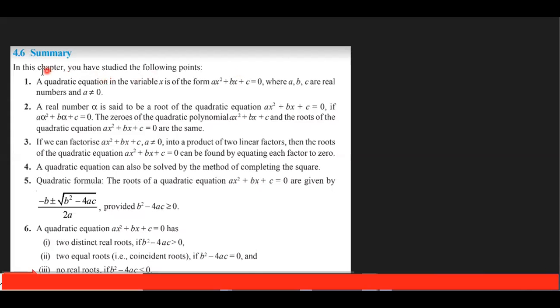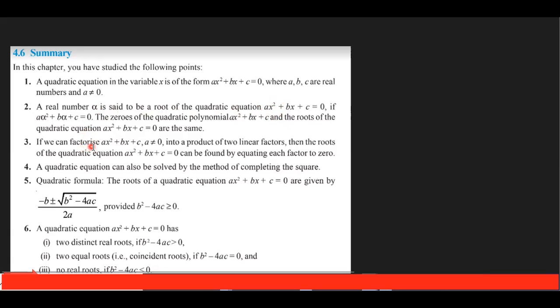And this is the summary of this chapter. In this chapter, you have studied the following points. A quadratic equation in the variable x is of the form ax square plus bx plus c is equal to 0, where a, b, c are real numbers and a is not equal to 0, means coefficient of x square is never 0. A real number alpha is said to be a root of the quadratic equation ax square plus bx plus c is equal to 0 if we replace x with alpha.